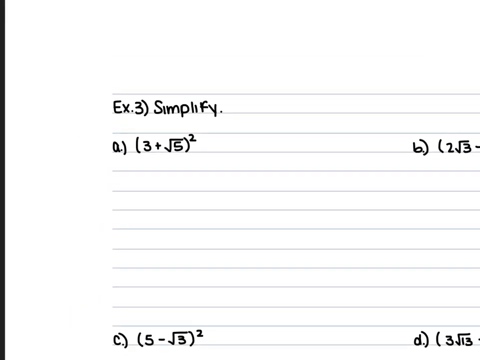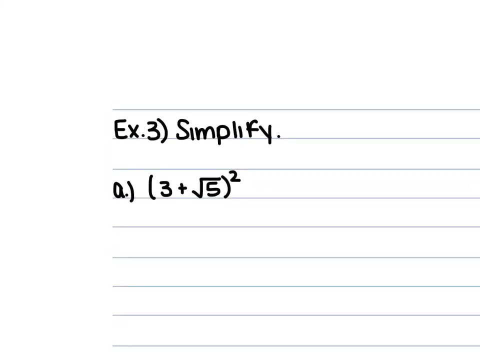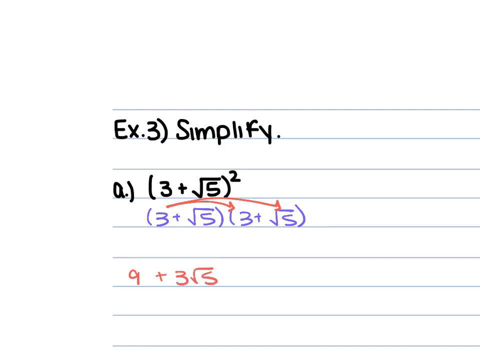For our next set of examples, we're still simplifying these and we're still multiplying. So we have 3 plus the square root of 5 squared. So this is going to give me the same exact result as 3 plus the square root of 5 times 3 plus the square root of 5. So I'm going to FOIL this in. 3 times 3 is 9. 3 times the square root of 5 is 3 square root 5.